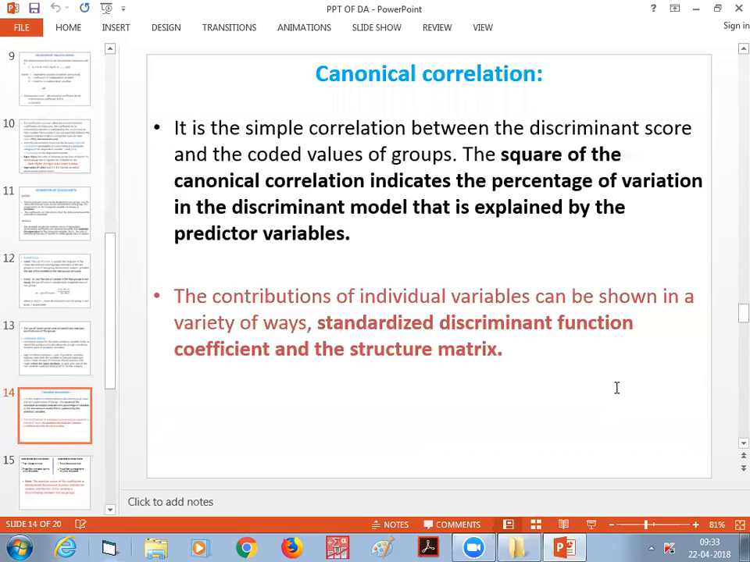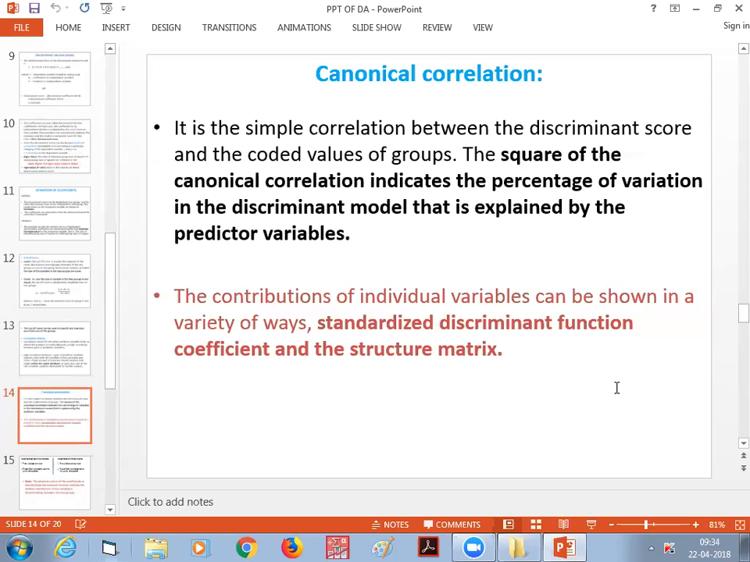So y values you will get for each respondent. Suppose if you have some 50 customers, 50 respondents, y values will be there. Now this discriminant score versus each individual variable, x1, x2, etc., separately, that indicates the canonical correlation. Now what is the purpose of that? How is canonical correlation different from the earlier correlation between two variables?